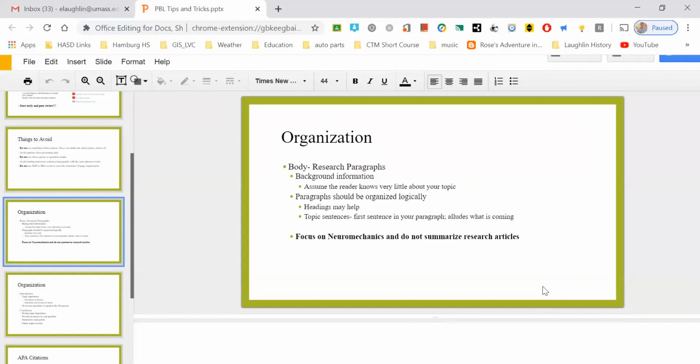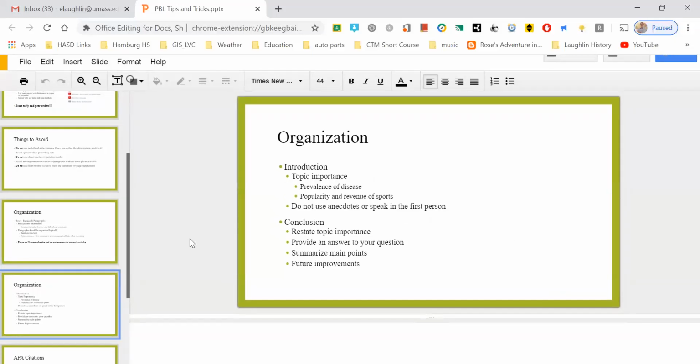And with the not summarizing research articles, I want to highlight that you should read the article, understand what it's talking about, but not say, oh, these are their methods, this is what they did. It's more along the lines of, this is what they concluded from this research, and this relates to my topic, and this relates to my question, how? And you explain that throughout your PBL paper.